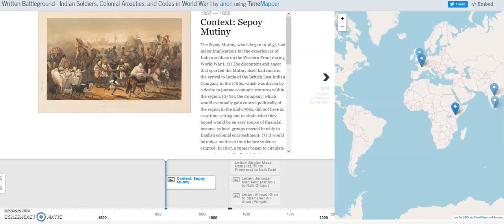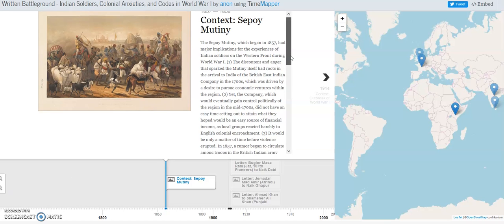Yet, the company, which would eventually gain control politically of the region in the mid-1700s, did not have an easy time setting out to attain what they hoped would be an easy source of financial income, as local groups reacted harshly to English colonial encroachment. It would be only a matter of time before violence erupted.